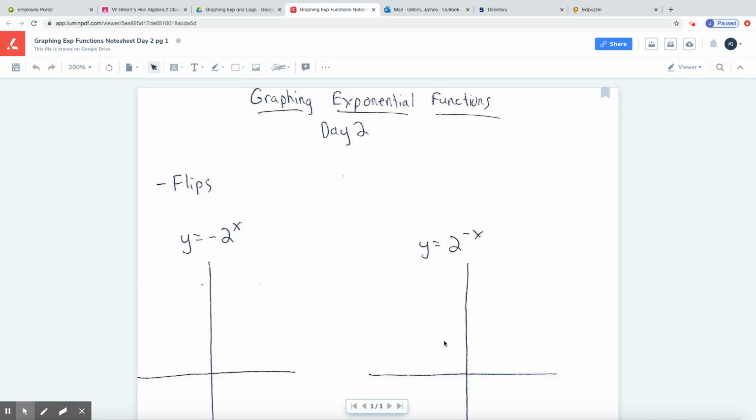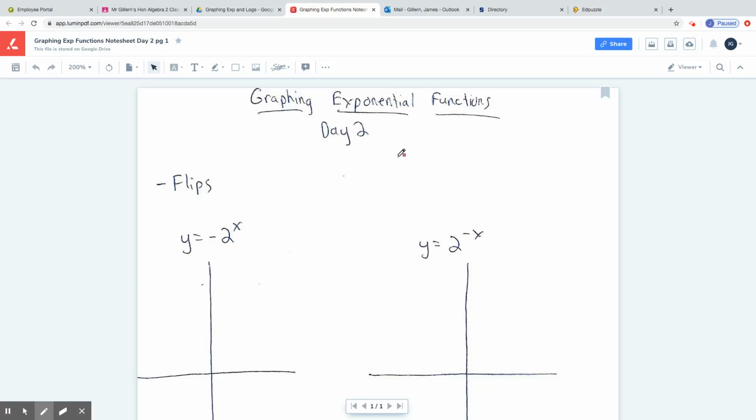All right, hello everybody. Today we're going to do the second day of graphing exponential functions. Yesterday we did slides, where we just shifted the graph right, left, up, and down. Today we're going to talk about flips.